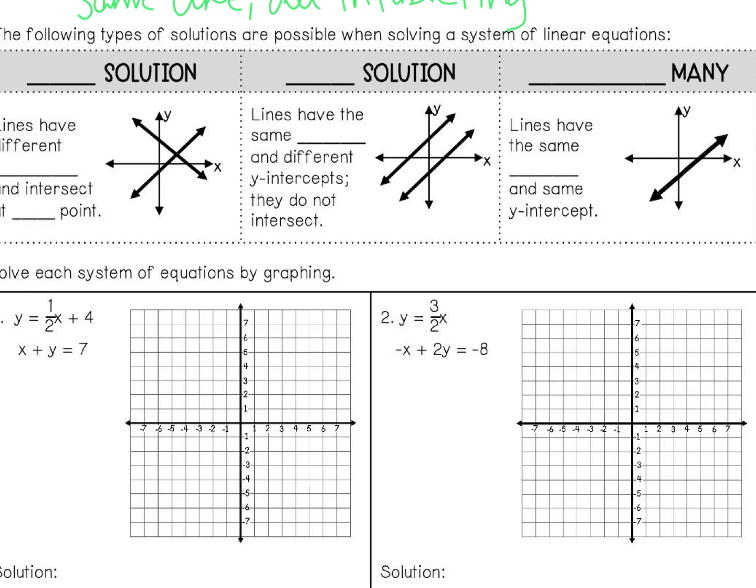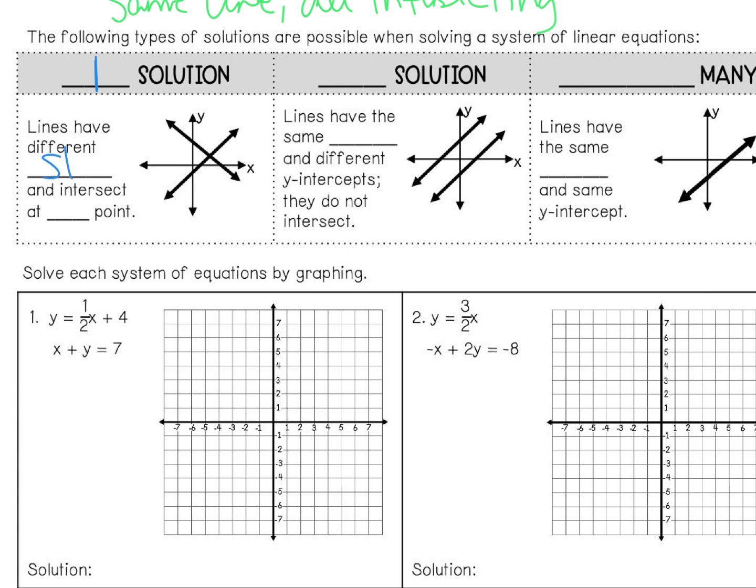So yesterday in the intro piece, it talked about one solution. One solution is where lines have different slopes and they intersect at one point. We can plug that xy coordinate into those equations. It will be true. So we have no solution if the lines have the same slope and different y-intercepts. Remember, if they have the same slope, they are parallel. And since they are not intersecting, they have no solution.